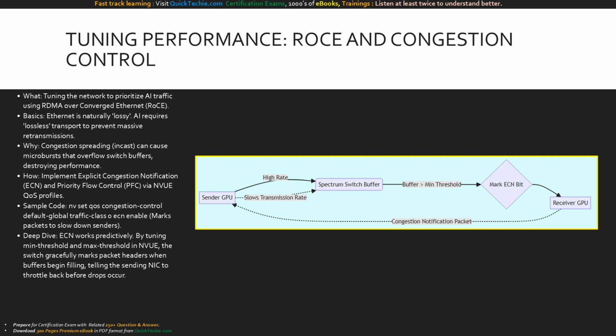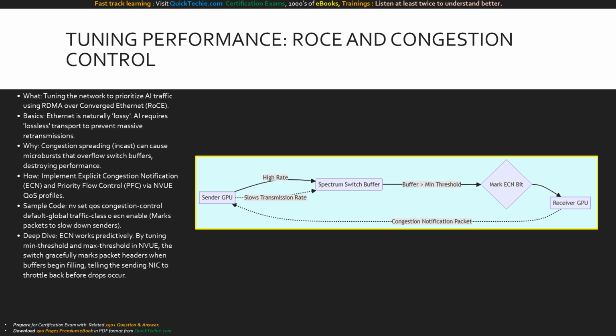For our deep dive, understand that ECN is predictive. We tune buffer thresholds in NVIDIA. When the buffer hits a min threshold, the Spectrum switch flips a bit in the packet header. The receiving NIC sees this and tells the sender to slow down, gracefully avoiding congestion before a drop ever happens.